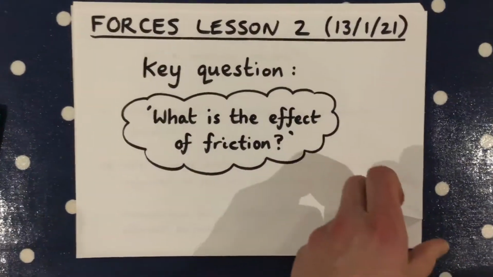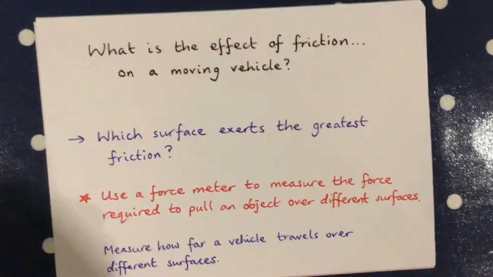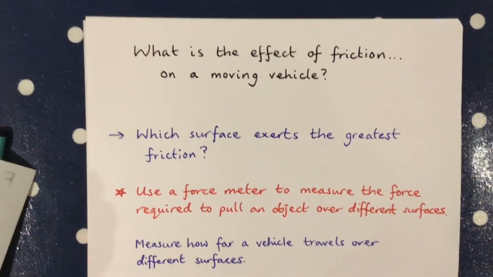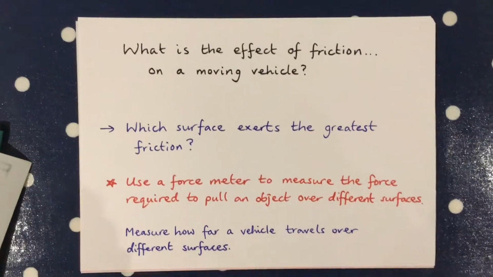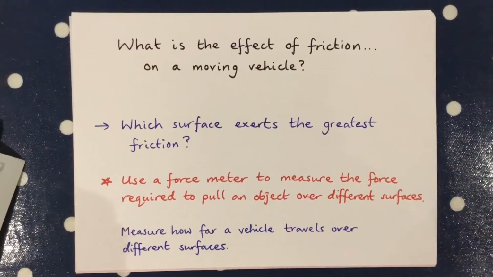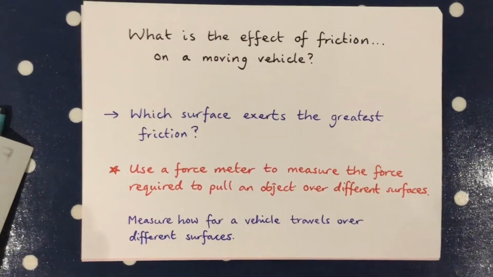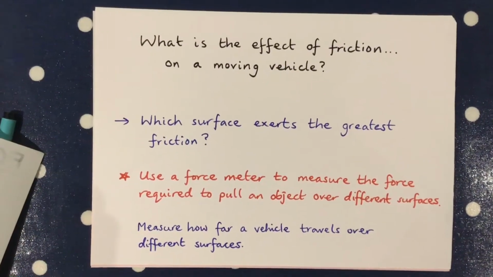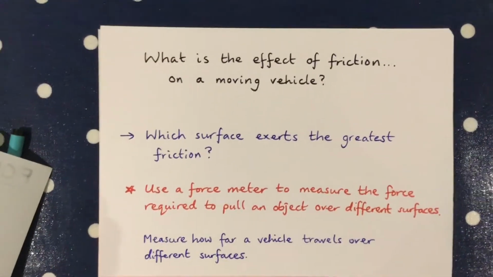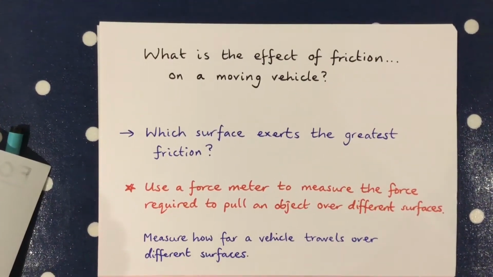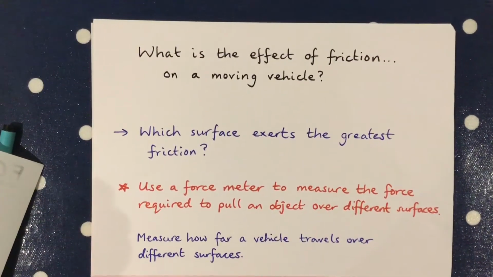We're going to adapt it slightly, and we're going to say, what is the effect of friction on a moving vehicle? So, if we think about which surface exerts the greatest friction, which surface or material exerts the greatest friction on a moving vehicle, what would we expect the friction to do?